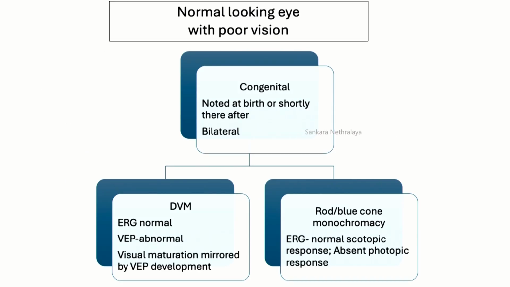So this is an algorithm which I built up, not necessarily something you will get in any books. So if you have a normal looking eye with poor vision at birth or shortly thereafter, somebody has noticed that the child is not fixating well. They usually don't notice it unless it's bilateral. If it's unilateral, the parents have no clue. They notice it much later when there's a squint or some other finding like a leukocoria.